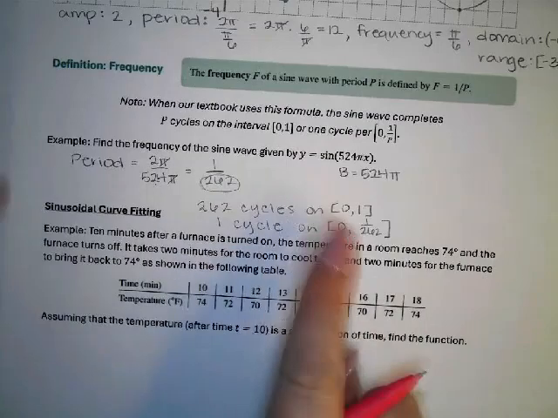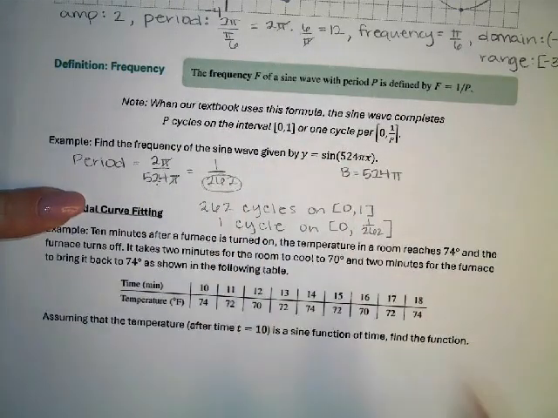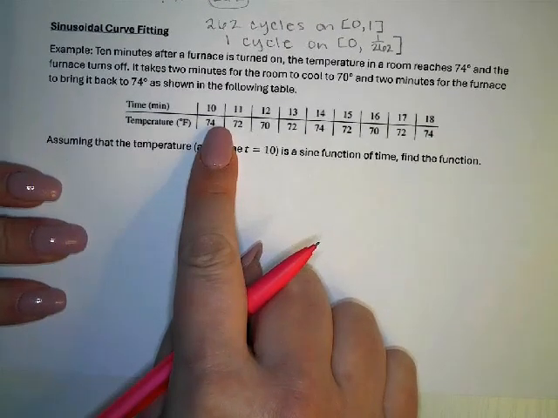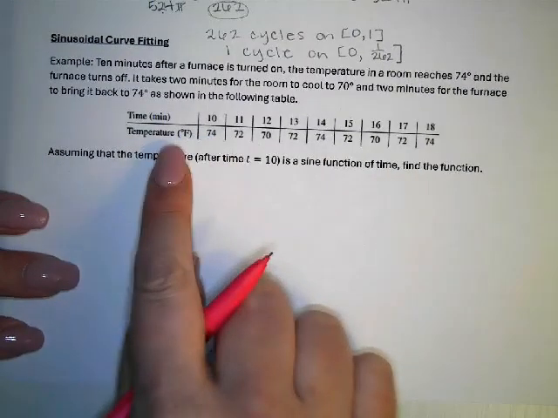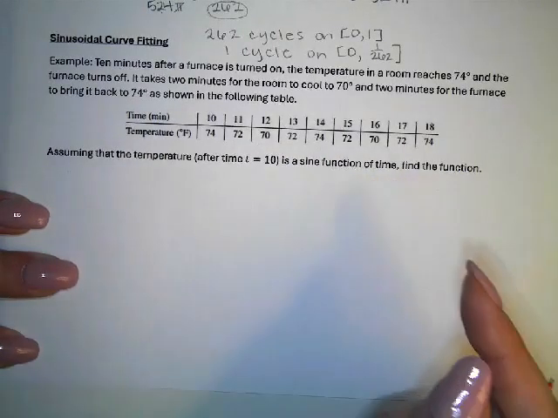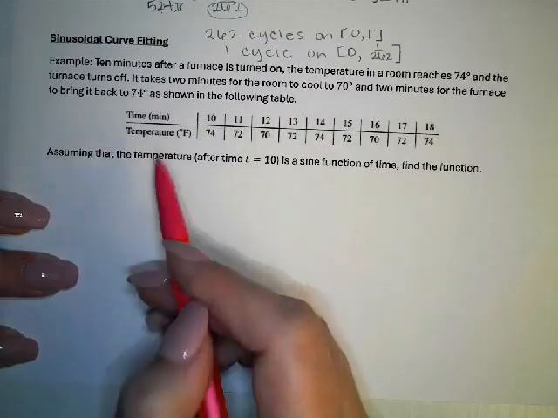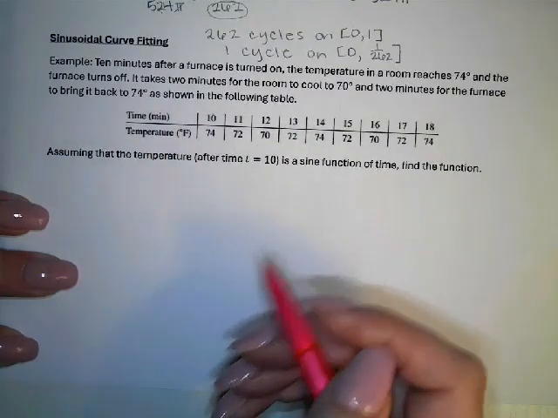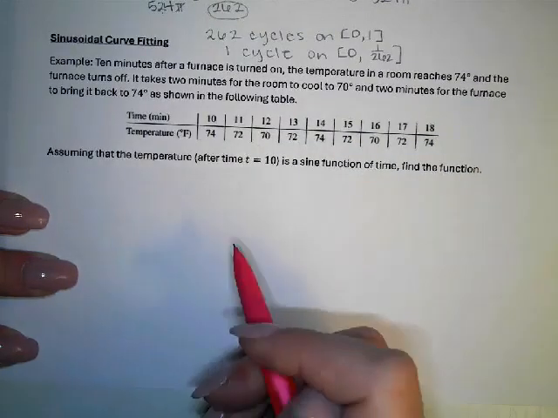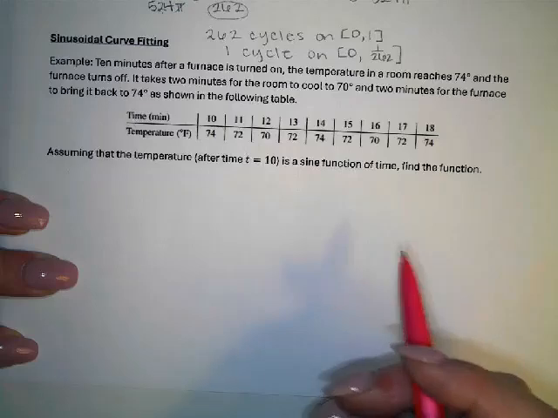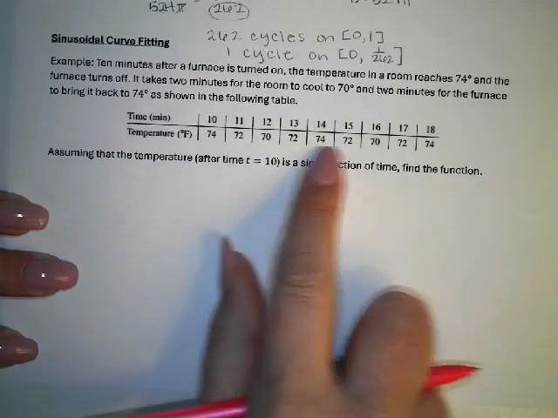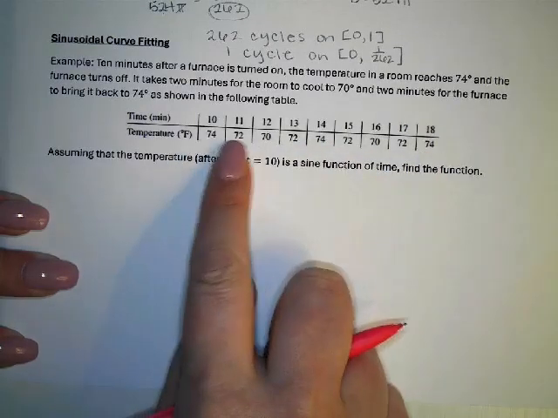Okay, so next we're going to look at an application problem like this where they have information they've given us that is periodic, and they're going to ask us to write a function equation that would work for that information. So it says 10 minutes after a furnace is turned on, the temperature in a room reaches 74 degrees and the furnace turns off. It takes 2 minutes for the room to cool to 70 degrees and 2 minutes for the furnace to bring it back to 74 as shown in the following table. So you have this kind of periodic cycle here where it goes 74, 72, 70, 72, 74, 72, 70, 72, 74. So the temperature is going up and down, up and down.